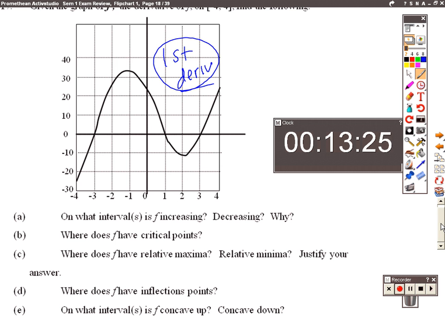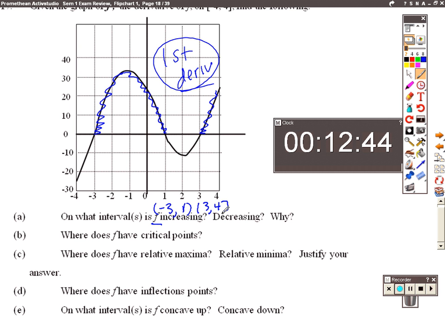Question A, on what interval is the original function f increasing? Well, remember, the original function increases when its first derivative is positive. So the first derivative graph is positive here and here. So the original function is increasing from -3 to 1, and then again from 3 to 4. Now notice they did tell me to focus on the closed interval from -4 to 4.